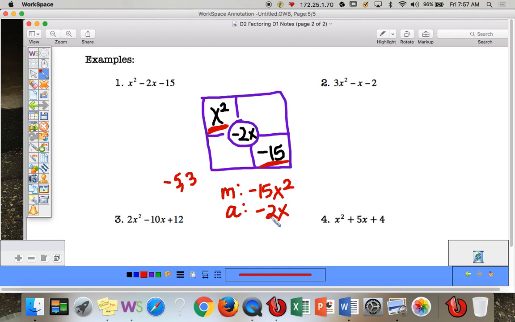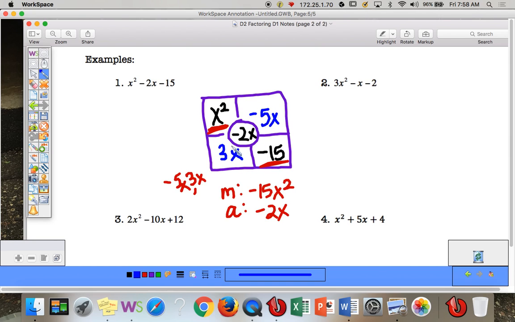Do they add to negative 2? Yes, they do. So I got it on my first guess. Let's put x's with each of these. Negative 5x times 3x is negative 15x squared, and negative 5x plus 3x is negative 2x. So once you've found numbers that work for both the multiply and the add, you put them in either order in the remaining two boxes. So I'll just put my negative 5x, my 3x here.